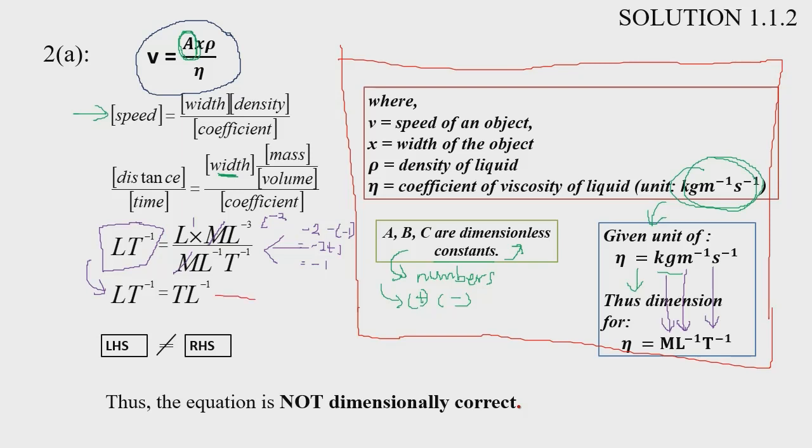Okay, so you get TL negative 1 on the right hand side and LT negative 1 on the left hand side. You may write it down in terms of this form, okay, so that you can compare easier. So you get LT negative 1 and L negative 1 T. Therefore, it is definitely not equal. Thus, the equation is not dimensionally correct. Alright? It's not homogeneous. Okay, so that's how you do dimensional analysis.